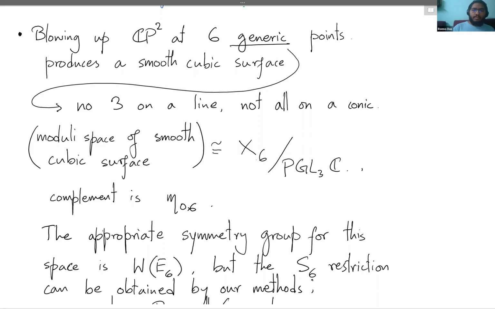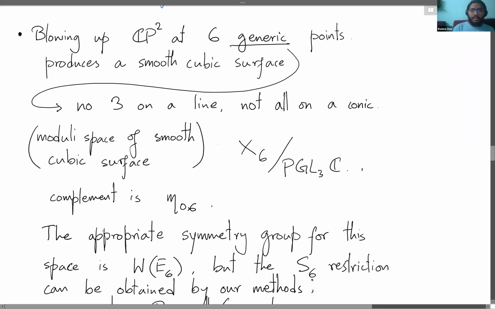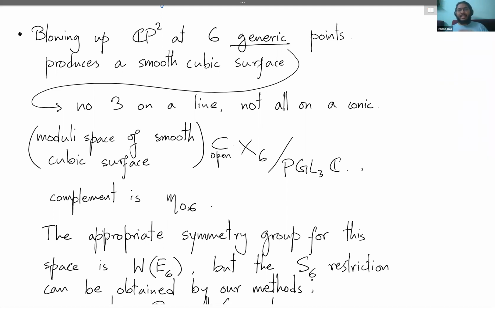Well, sorry, no, it's not equal to. It's like an open locus in this. And the reason it's not the whole thing, but an open locus, is because the left side has this extra condition that the 6 points are not all on a conic. And so the complement is going to be 6 points all on a conic.